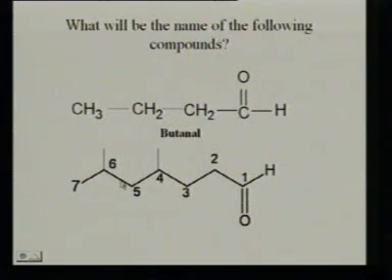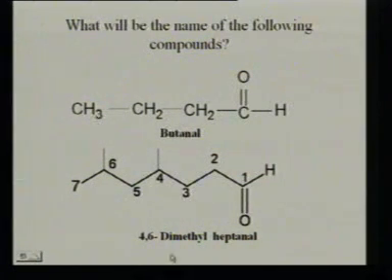Similarly, take another compound. This is a 7 carbon compound. It is heptane, and it has an aldehyde, carbonyl group at 1 position. So the name will be 4,6-dimethyl heptanal, because at 4 and 6 positions methyl groups are there.